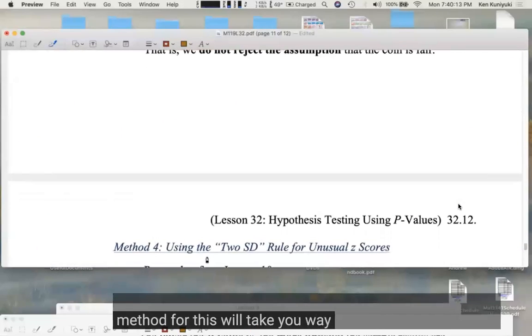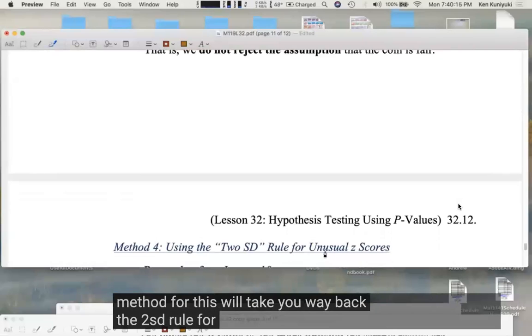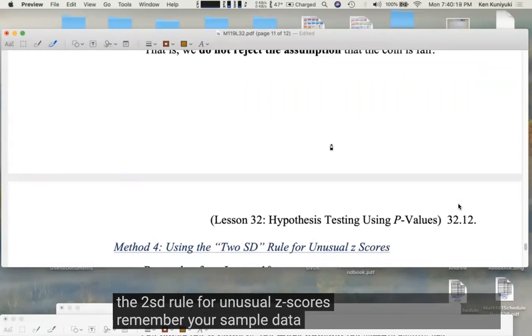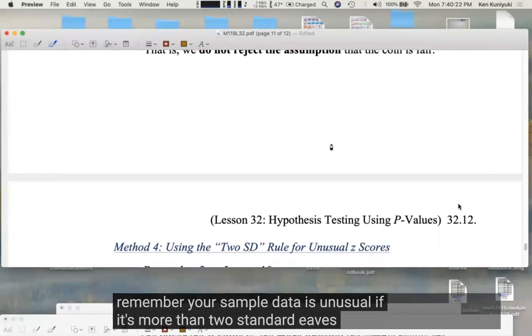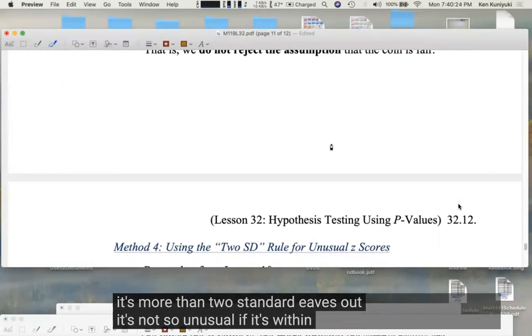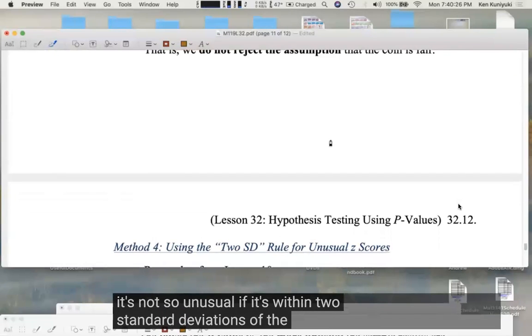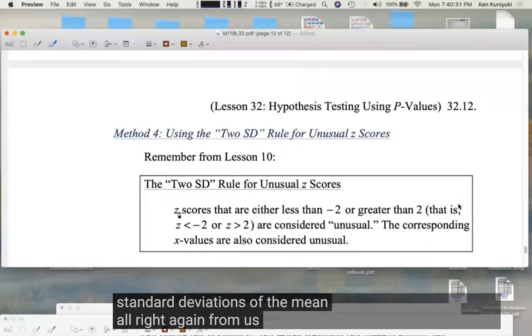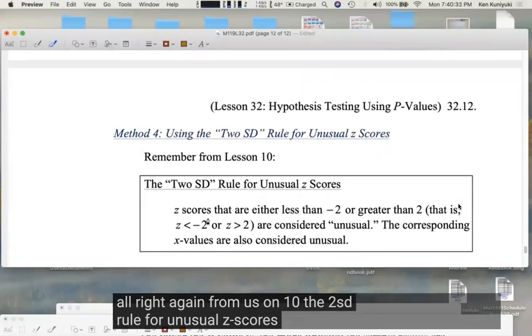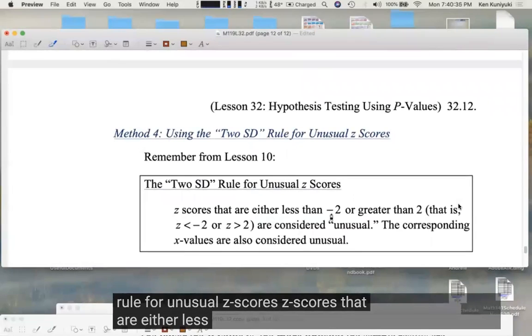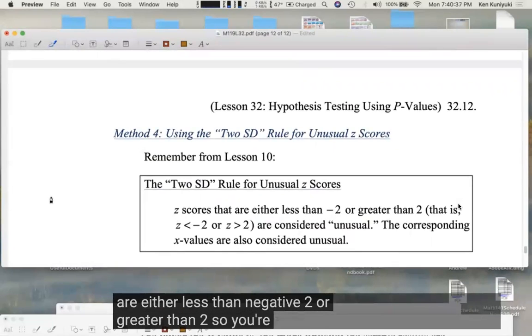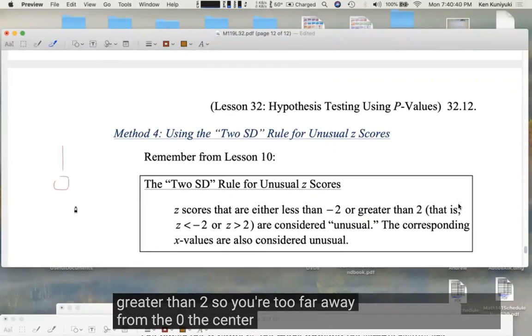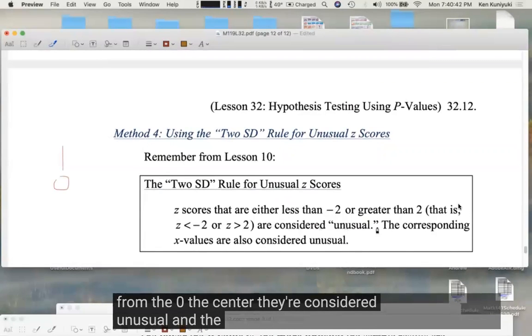Method 4, this will take you way back, the 2SD rule for unusual z-scores. Remember, your sample data is unusual if it's more than 2 standard deviations out. It's not so unusual if it's within 2 standard deviations of the mean. Again, from lesson 10, the 2SD rule for unusual z-scores: z-scores that are either less than -2 or greater than 2, so you're too far away from the center, are considered unusual.